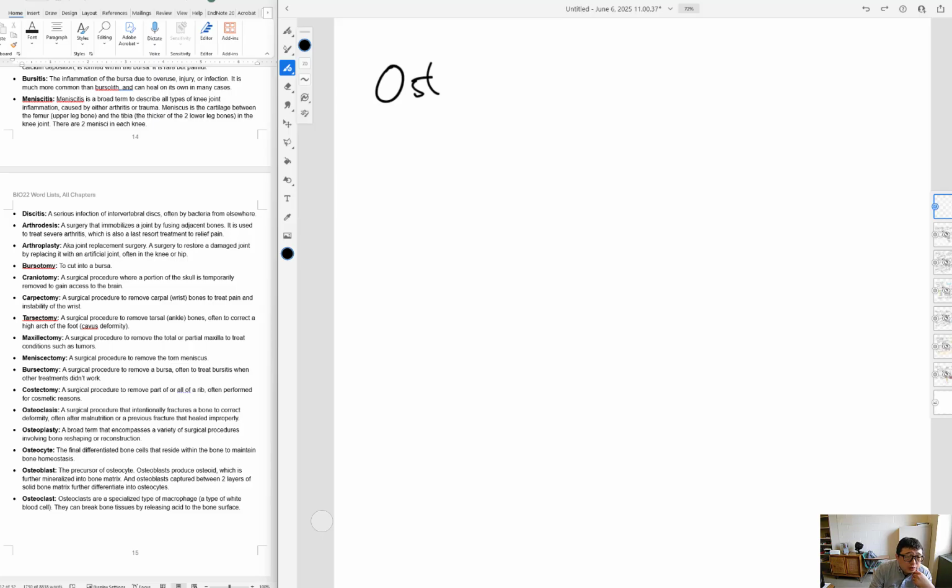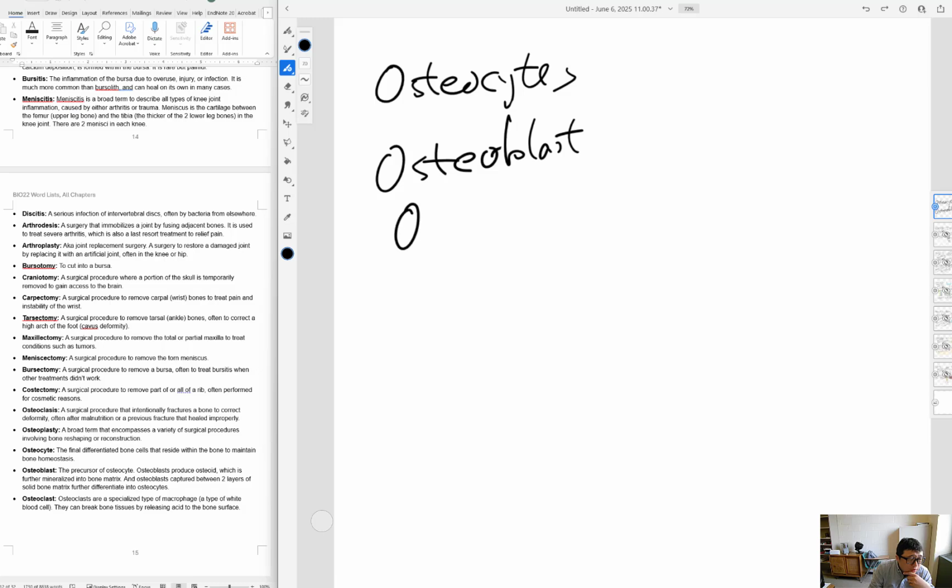Cells: osteocytes, osteoblasts, and osteoclasts. You will learn more about all of those cells when you take a real anatomy and physiology course. Osteocytes are the most abundant cells in the bones.